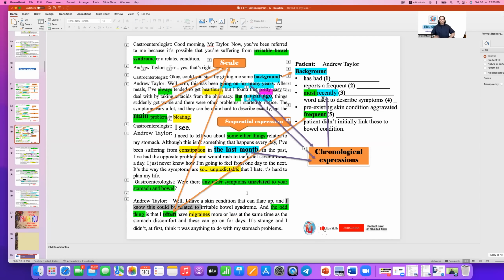You want to all these zigzags? See, beautifully written, scale, and the chronological expressions. Then you have most, recently here, okay? Most, frequent, often, every day, all those expressions. All these things we dealt with.